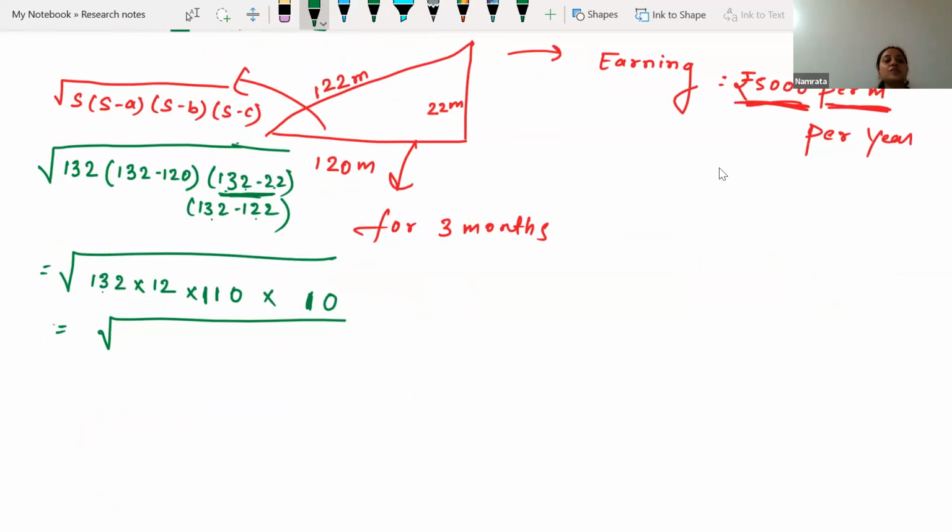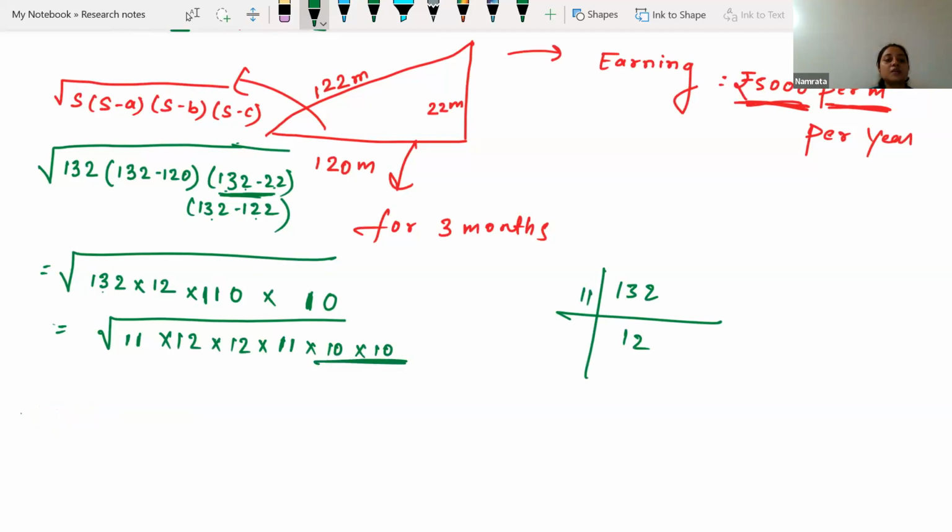So 132, I believe, is 11 into 12. You can do the factorization of 132 and check that it's 11 into 12. Again 12 into 110, I'm going to write 11 into 10 into 10. So this pair of 10s, and this 11 and 11 are in pair.